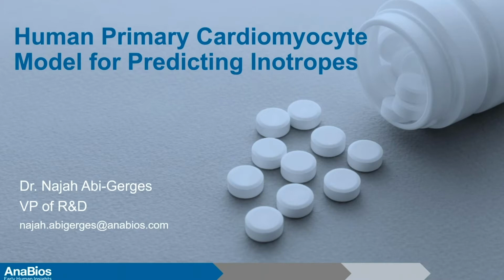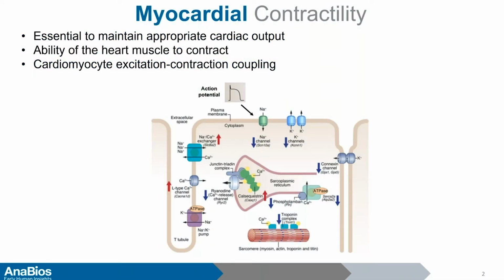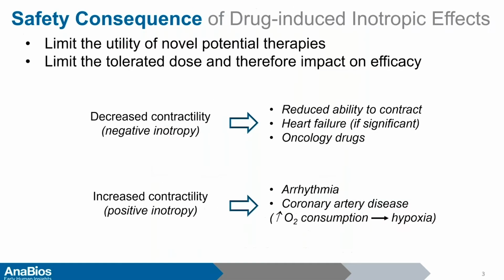Let's now focus on today's topic, adult human primary cardiomyocyte. To set up the scene for this webinar, let's first define myocardial contractility. Myocardial contractility, which is essential to maintain cardiac output, represents the ability of the heart muscle to contract. The contraction is caused by a process known as excitation-contraction coupling. Excitation-contraction coupling is about an electrical action potential stimulus that will release the calcium from the sarcoplasmic reticulum, initiating the contraction by sarcomere shortening. As you know, drugs can decrease or increase contractility.